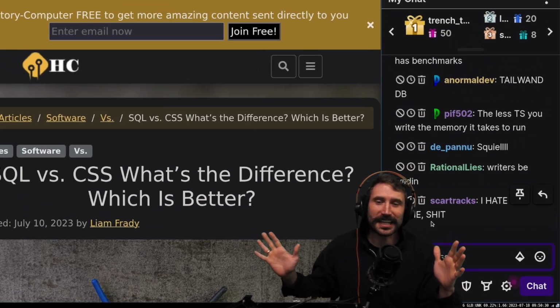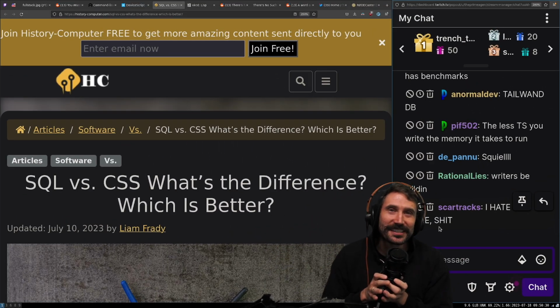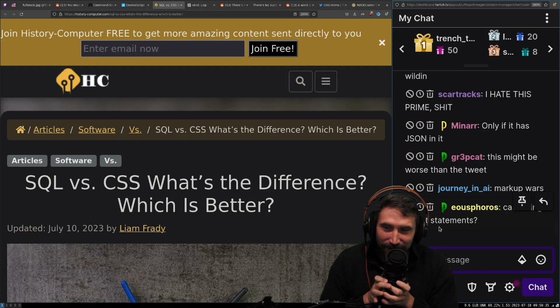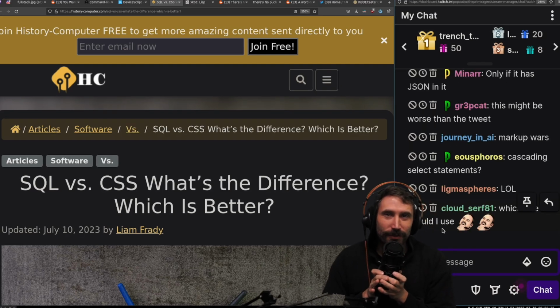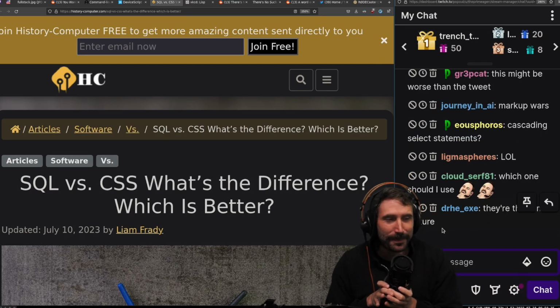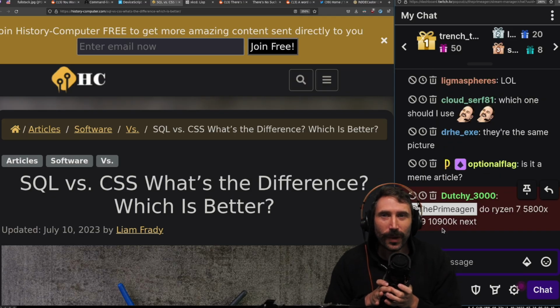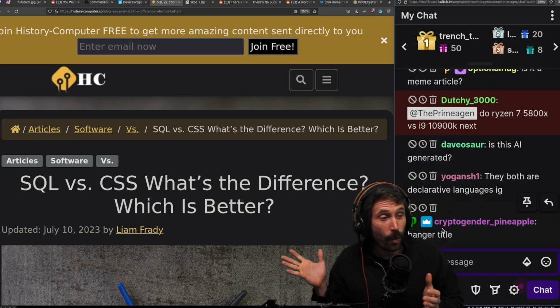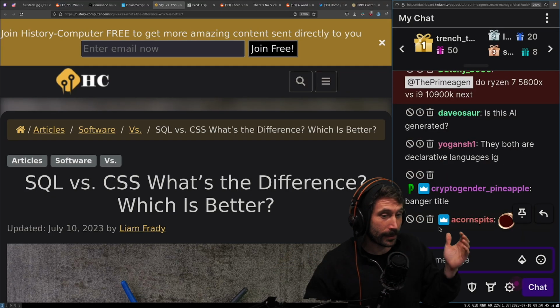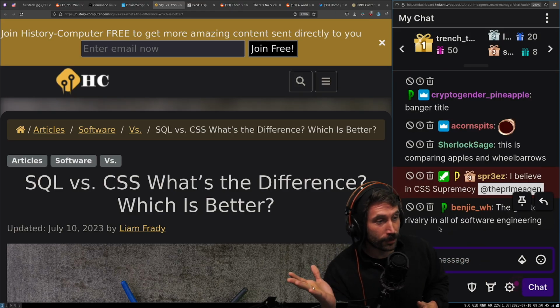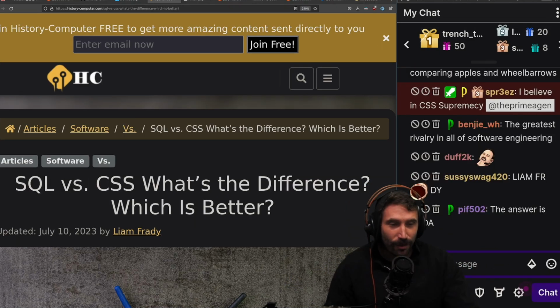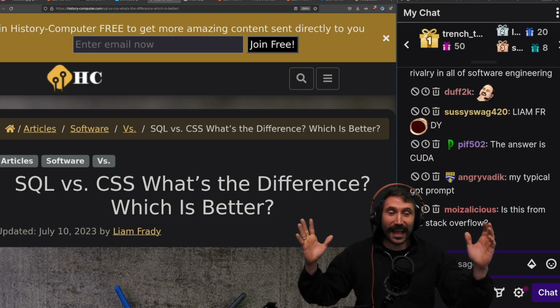SQL versus CSS. What's the difference? Which is better? If you had a bingo card for 2023 and you said, hey, Prime, what are the most absurd squares you could put on it? Cocaine in the White House? Theo growing a mustache? SQL versus CSS. Which one's better? I would have never put the last one. The last one is insane.